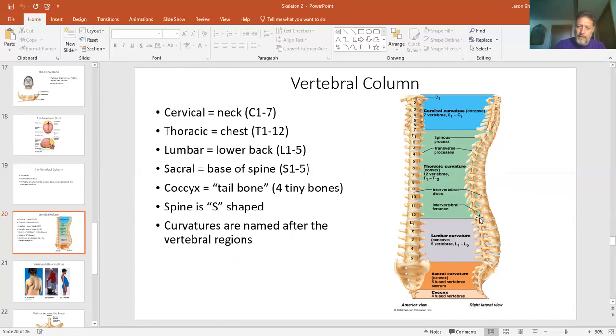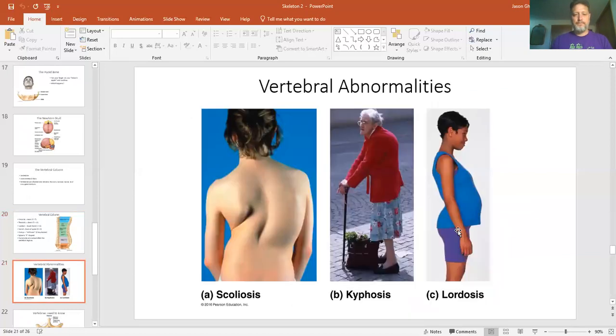And then we have our thoracic curvature. There's 12 vertebrae here. This is important because we have 12 ribs, and the ribs all attach to the thoracic vertebrae. Then you have your lumbar, your lower back. There's 5 vertebrae there. Your sacrum, which is your rear end. This is where you have 5 fused vertebrae, and your tailbone is 4 vertebrae fused there. Again, these curvatures are named for the regions they are found in.